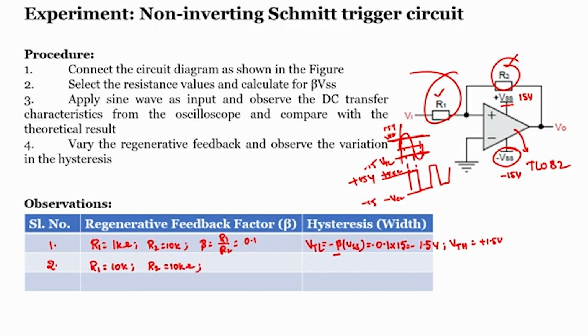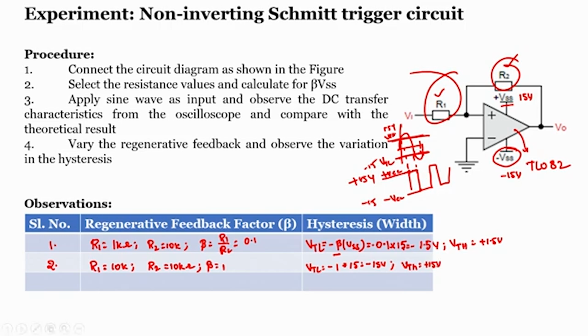So, when you see, beta will be 10 by 10, which is 1, right. So VTL will be minus 10 into 15, which is nothing but, beta is 1, minus 1 into 15, which is minus 15 volts, whereas VTH is plus 15 volts.